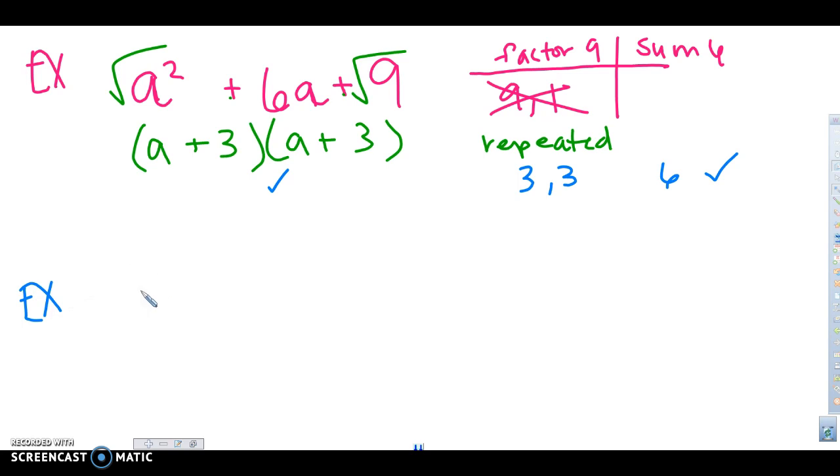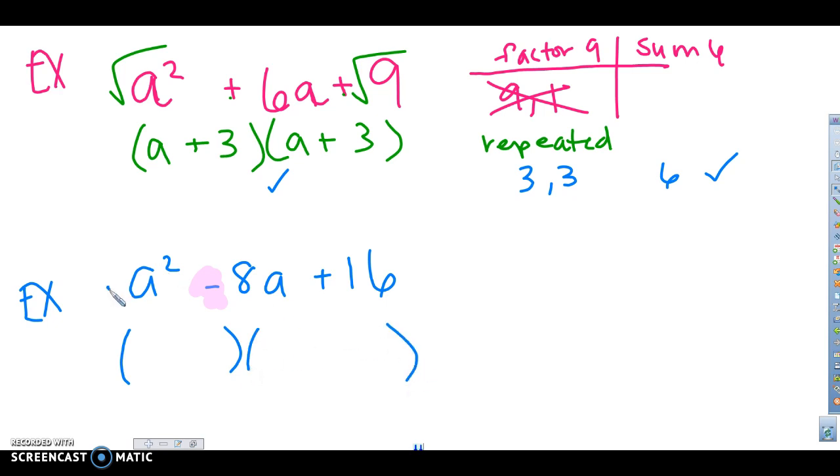So what happens, though, if I have a perfect square trinomial with a minus b term? So you'll see that this is not a plus 8, it is a minus 8. So I can solve that the same way. I can take the square root of a squared, which will give me a. I can take the square root of 16, which will give me 4.